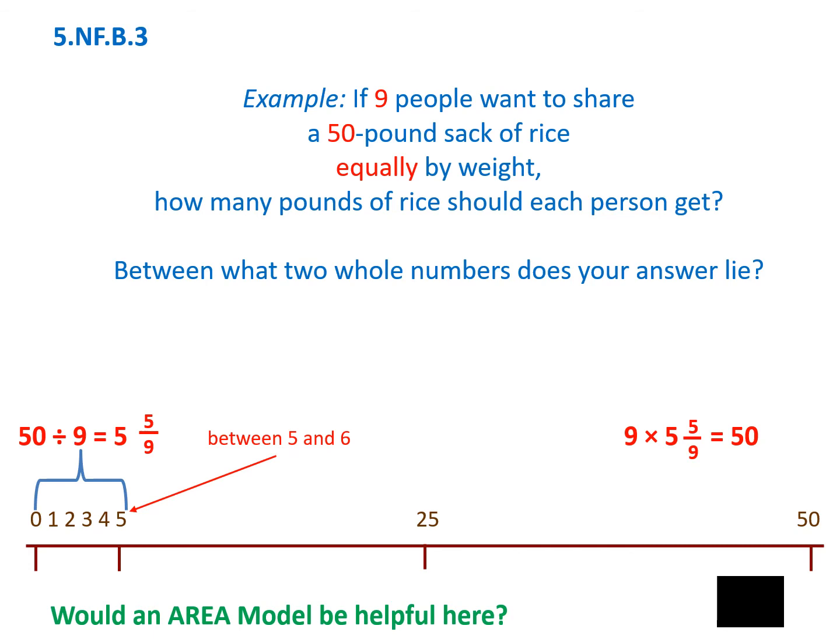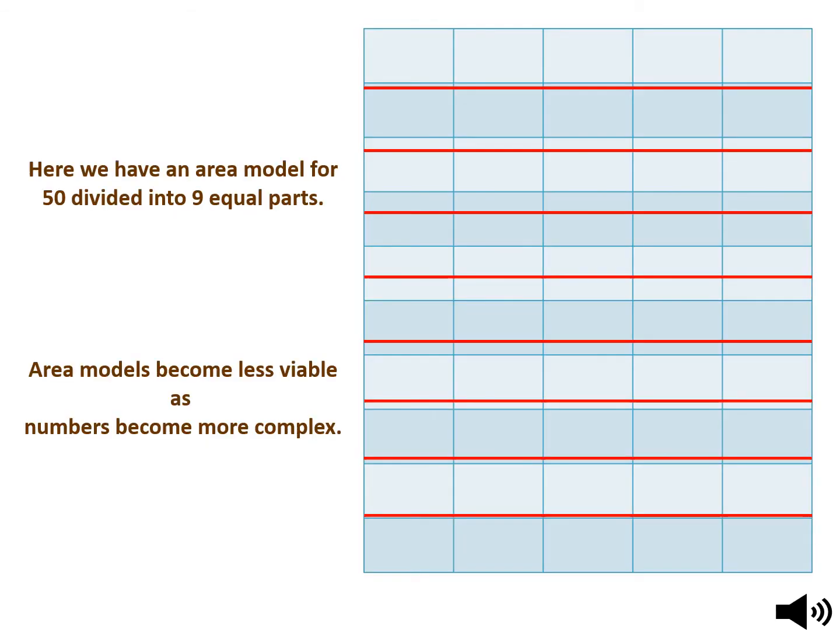Ask yourself, would an area model be helpful here? Well, in this slide, we do have an area model for 50 divided into 9 equal parts. You can see that area models become less viable as numbers become more complex.